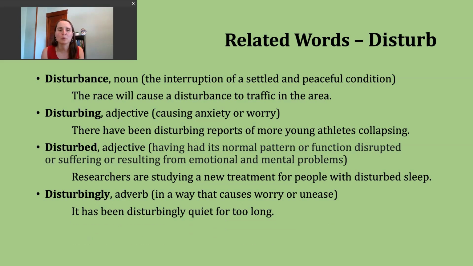Let me leave you with one more word. It's the adverb disturbingly. You can see I've added that suffix ly, very commonly an adverb in English. So disturbingly means in a way that's going to cause anxiety, worry, or unease. An example of this: it has been disturbingly quiet for too long. So here, disturbingly is describing an adjective. That's one of many functions of adverbs, right? Adverbs can describe verbs, but they can also describe other adjectives and adverbs. And that's what's happening here.